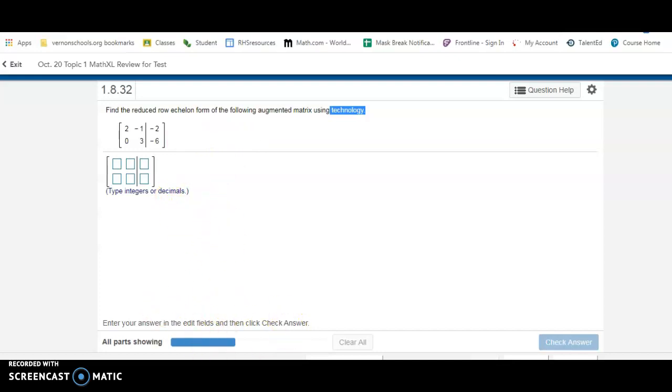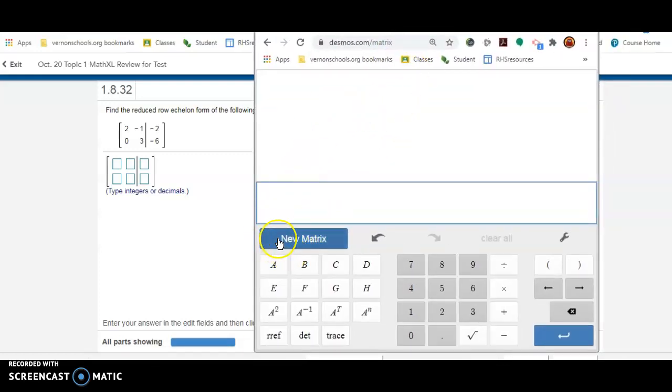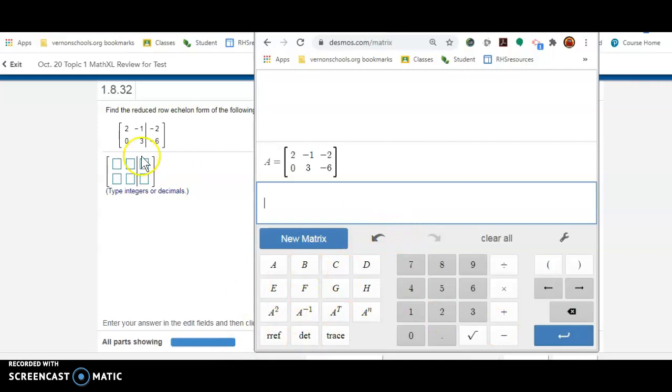So the way you're going to use the technology is you're going to open up your Desmos matrix calculator, and we're going to open up a new matrix, and we're going to actually put in the augmented matrix. So it's going to have those coefficients, and then it's going to have the totals. So I'm going to copy the matrix right over. Easy, easy. And then you have to hit enter so that you get these options. And then reduced row echelon form is this right here, RREF. So we're going to hit that, and then we're going to name our matrix.